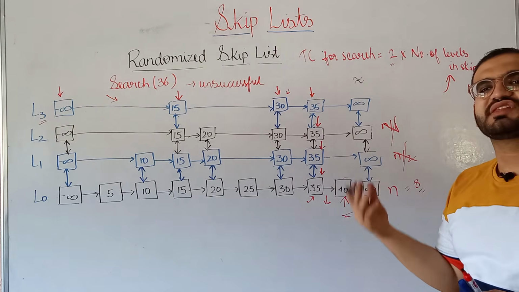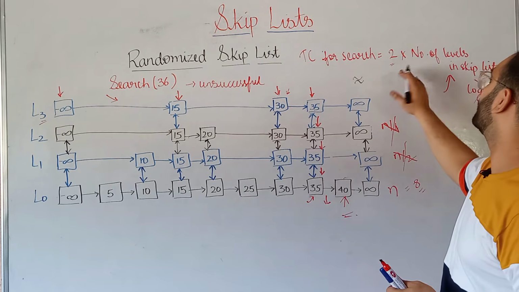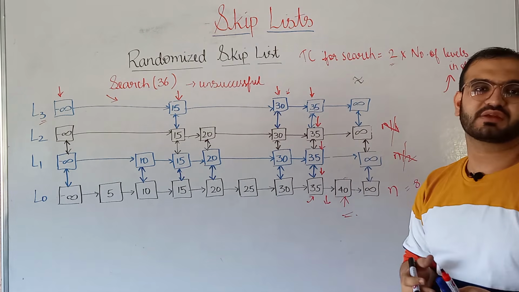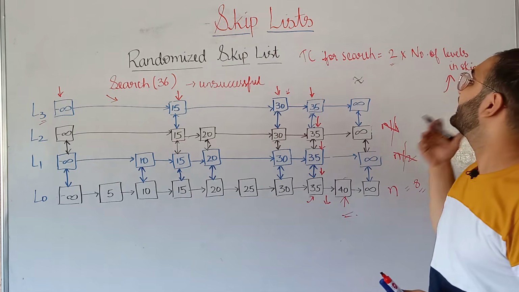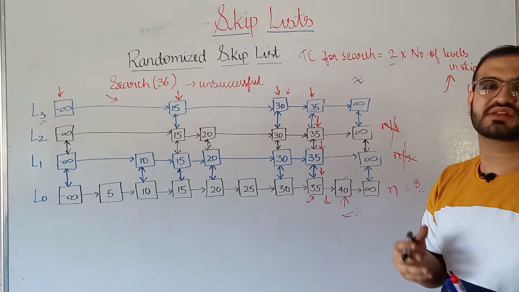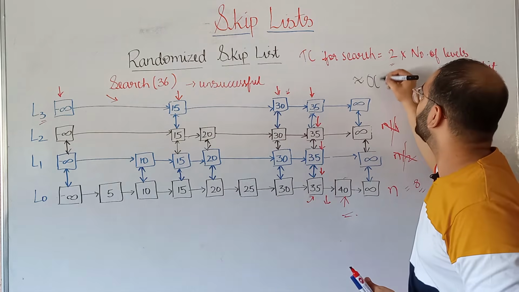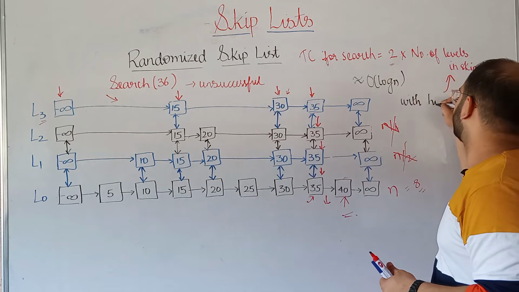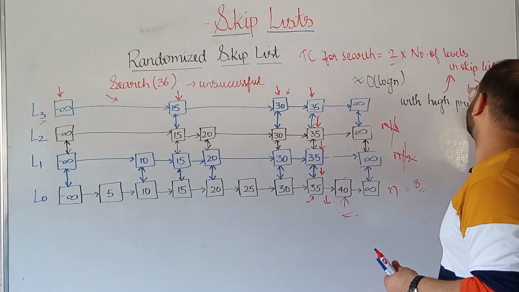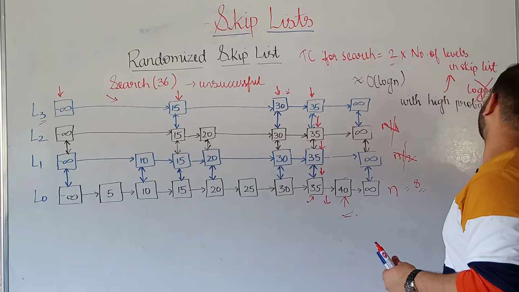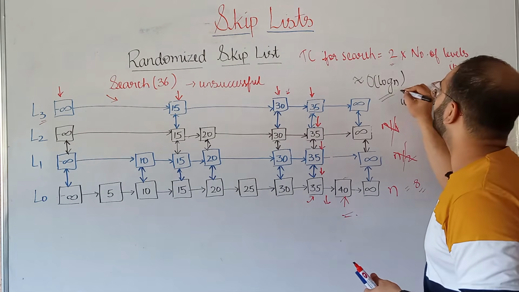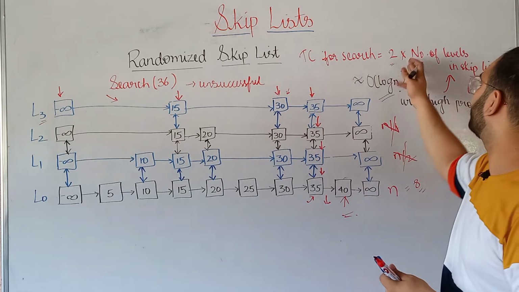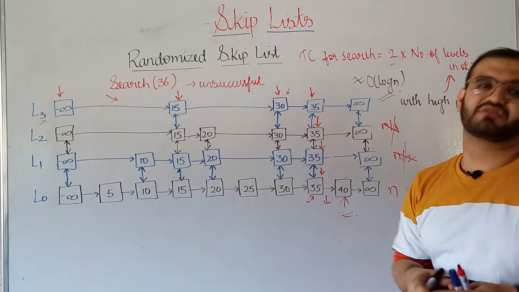In the next video, we will see that in spite of these two non-deterministic characteristics of a randomized skip list, the time complexity of the search operation comes out to be order of log n itself with high probability, right? We will do a probability computation, a better analysis, in the next video and find out that this complexity remains order of log n in spite of these two randomized characteristics.